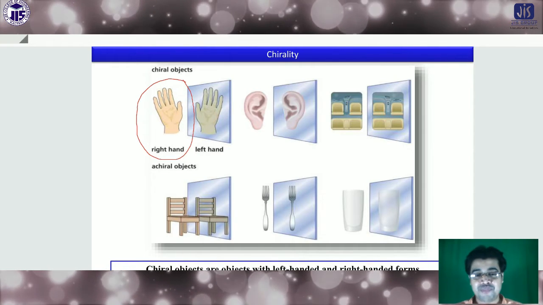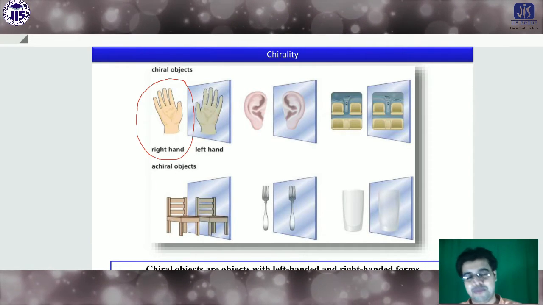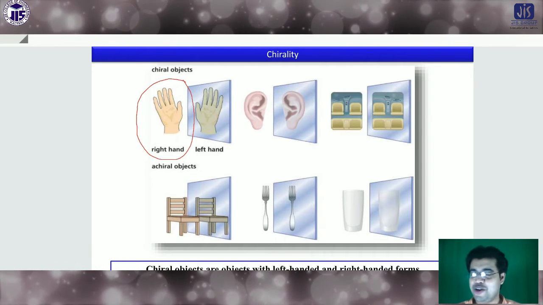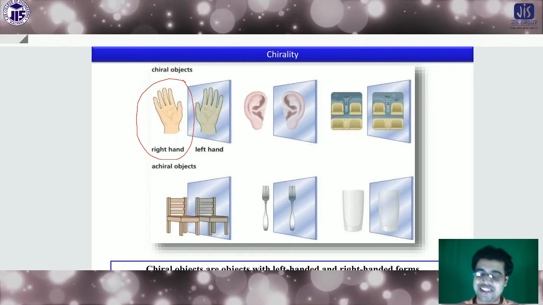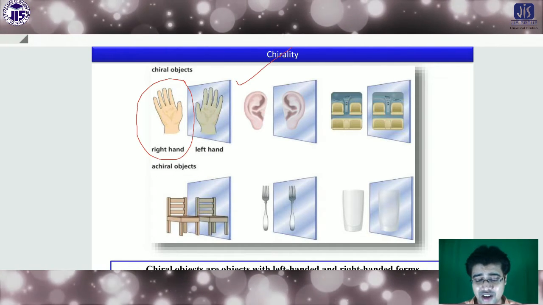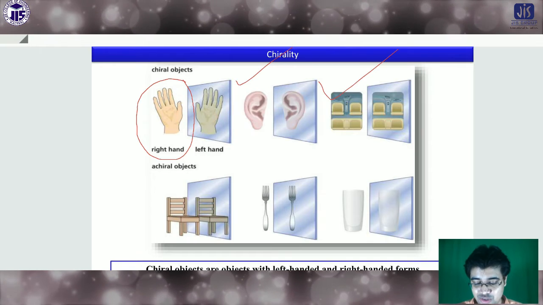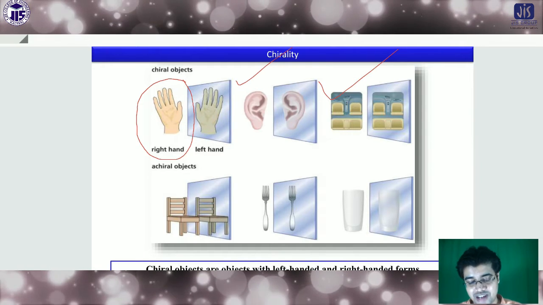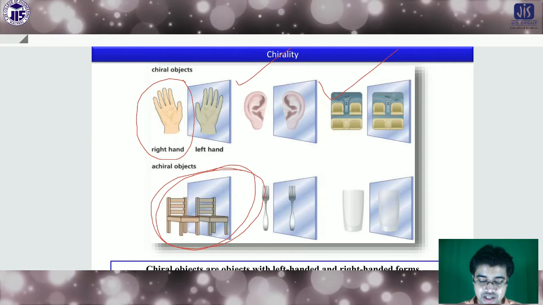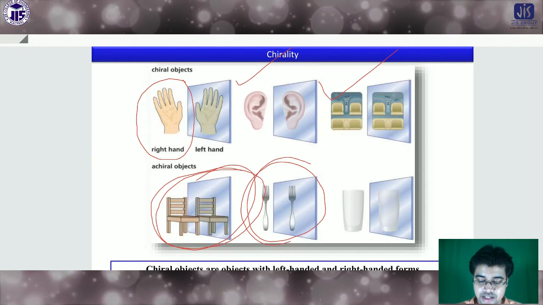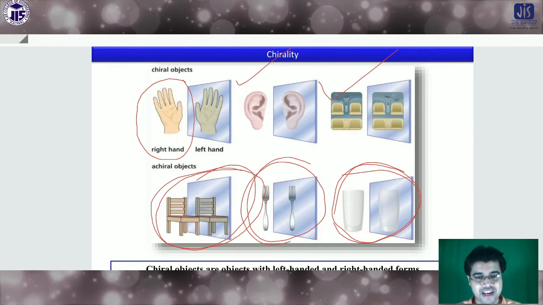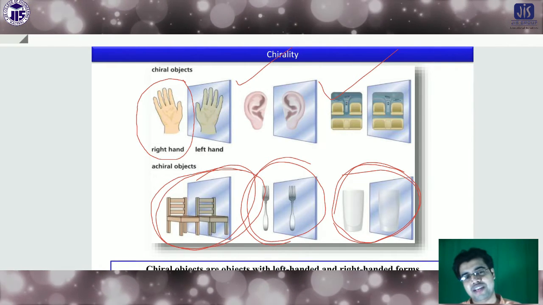Superimposable means if the right hand becomes the right hand, then it will be superimposable. If the right hand becomes the left hand in the mirror, then it will not be superimposable, and this is called a chiral object. These are also examples of the chiral. But for an object like a chair, there is no difference in the chair. A spoon, a glass, these are all examples of achiral objects. Achiral objects look similar.